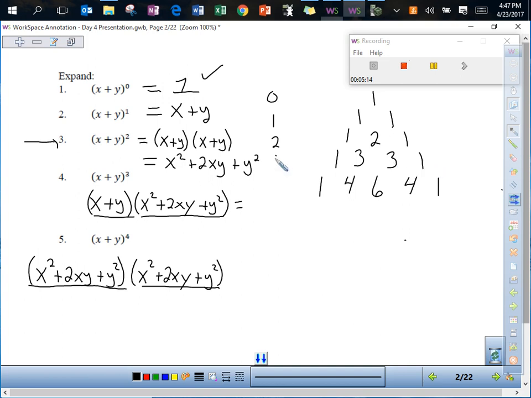Look what happened after we did the cube, then we went on to the fourth. Started out here with the 1. 1 plus 3 was 4. 3 plus 3 was 6. 3 plus 1 was 4. And then there's a 1.